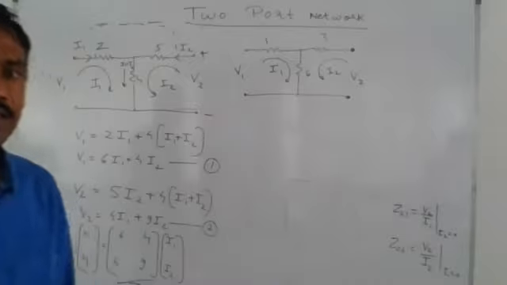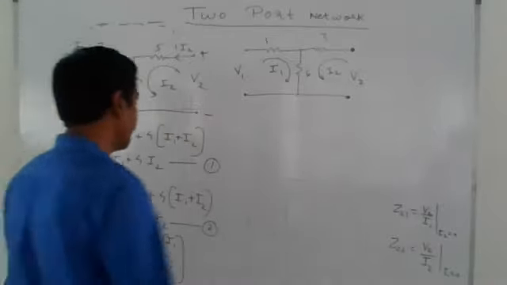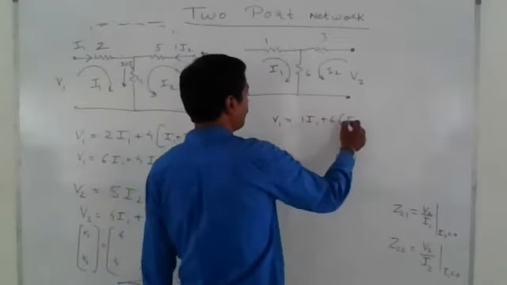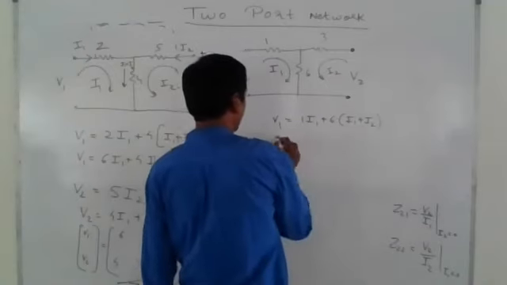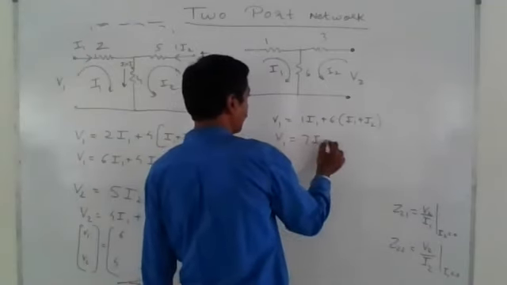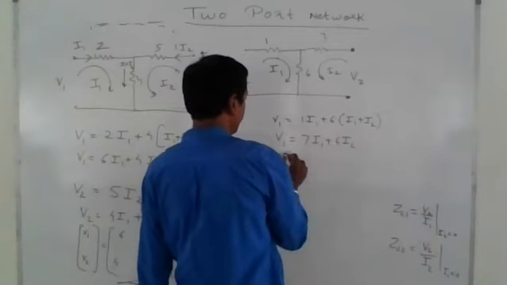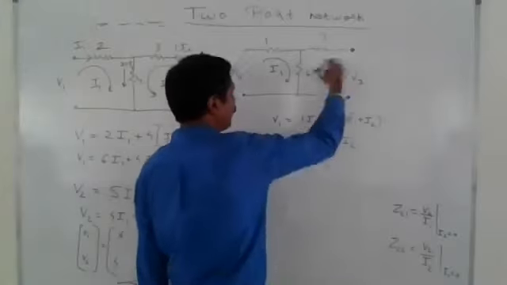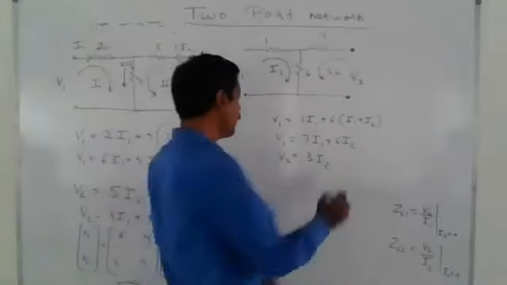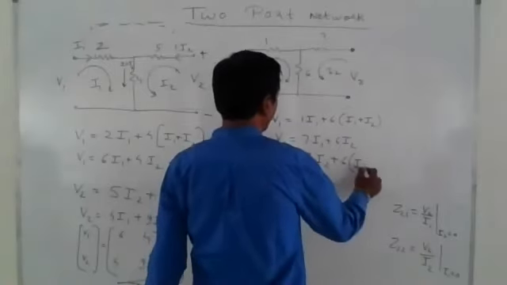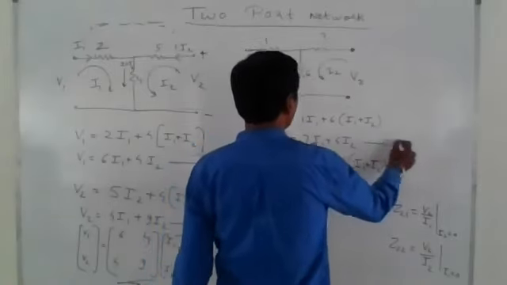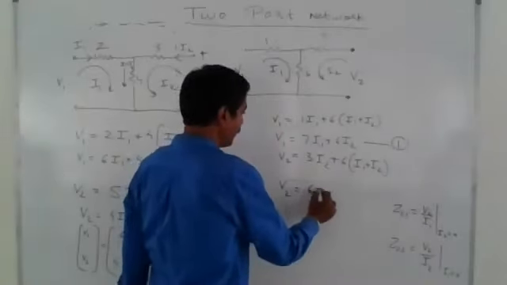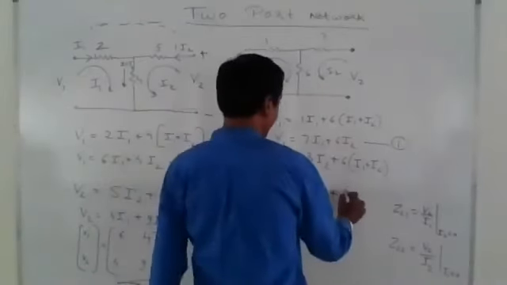Just write two equations for I1 and I2 and get the Z parameters. V1 is equal to 1I1 plus 6(I1 plus I2). You get V1 is equal to 7I1 plus 6I2, and V2 is equal to 3I2, Kirchhoff voltage law in the anti-clockwise direction, 3I2 plus 6(I1 plus I2). This is equation 1, and if you solve this you will get equation 2: 6I1 plus 9I2.